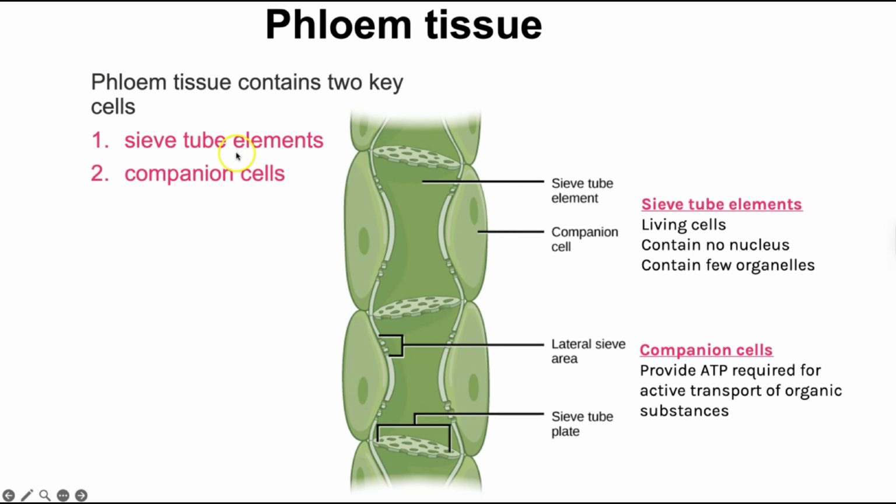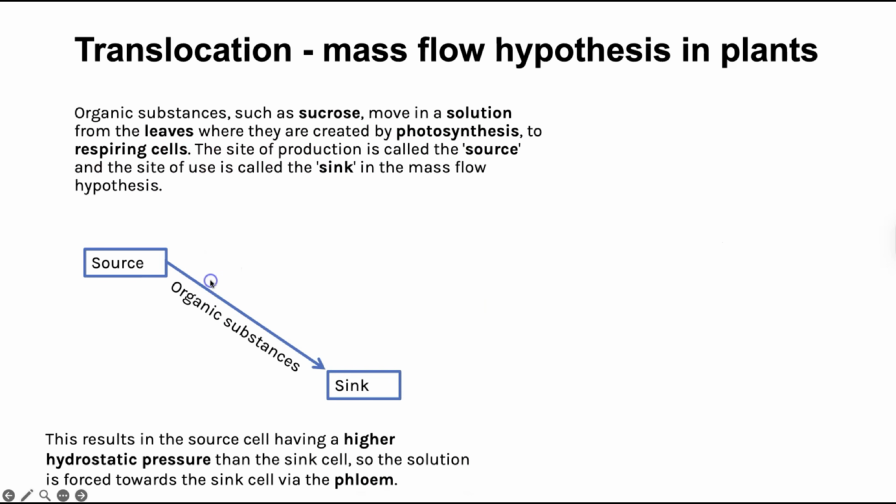So the phloem tissue, there are two key cell types. We have the sieve tube elements and the companion cells. The sieve tube elements are here in the middle. They are living cells, but most of the organelles have disintegrated. So there's no nucleus and they don't have many other organelles. And that's why they need these cells next to them, called companion cells. And the companion cells will have lots of mitochondria in them so that they can do lots of aerobic respiration and provide the ATP needed for active transport in this process.